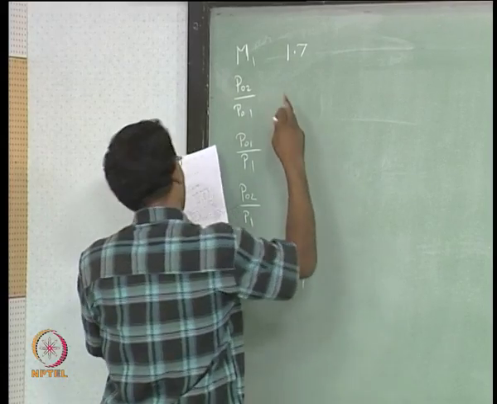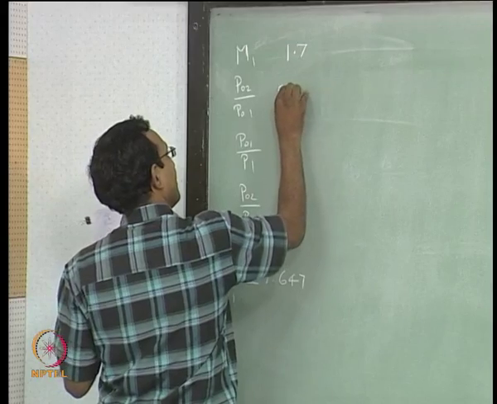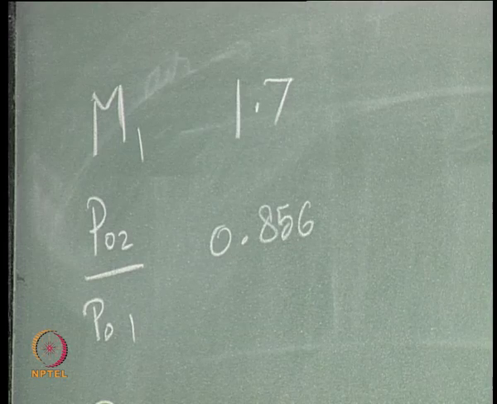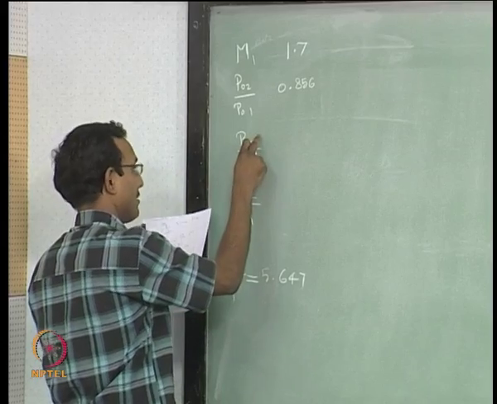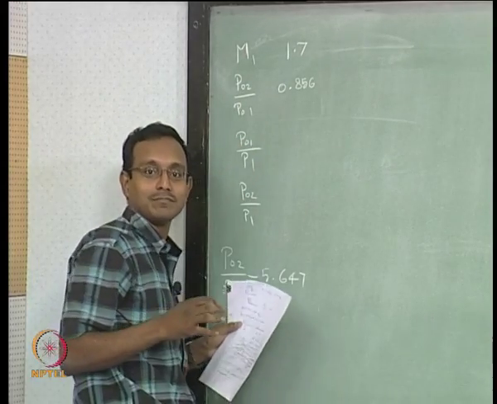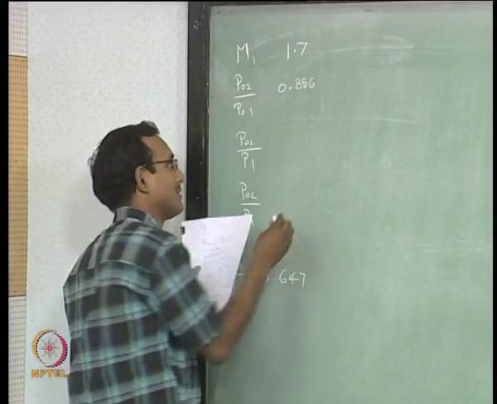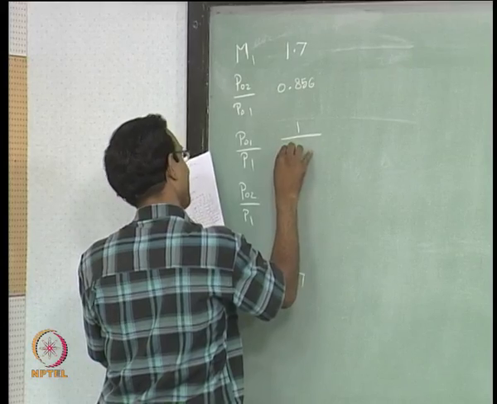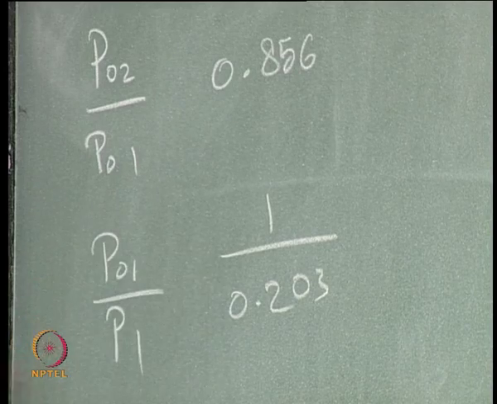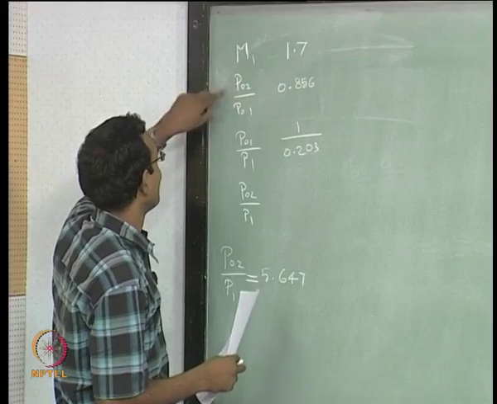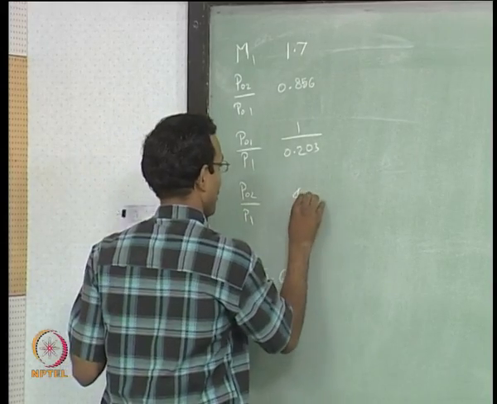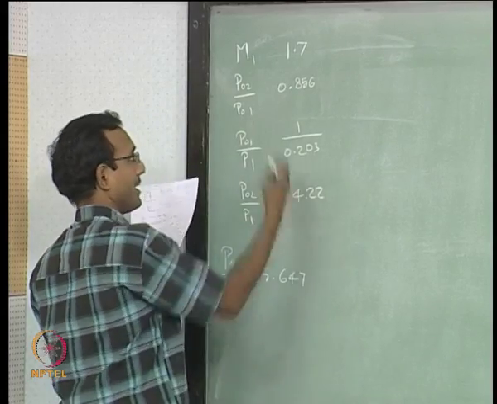If it is 1.7 then I am going to get 0.856, and in my tables it happens to be P1 by P0, that is what is given for me. P by P0 is what is given in my tables. So, I just write the numbers inverted. Now, I have to multiply these two to get P02 by P1. So, that number multiplied comes out to be 4.22, this is one case.